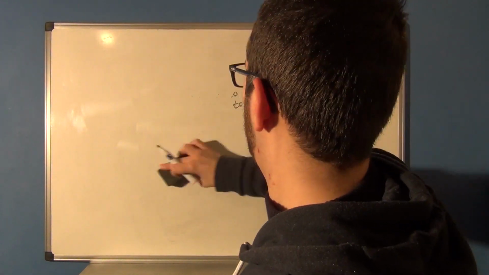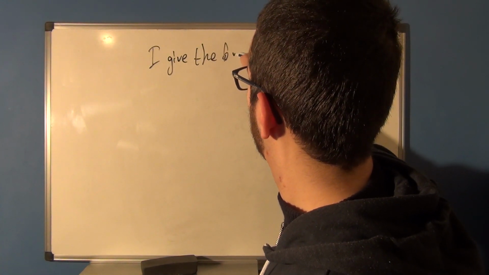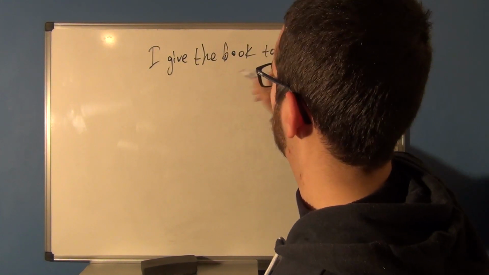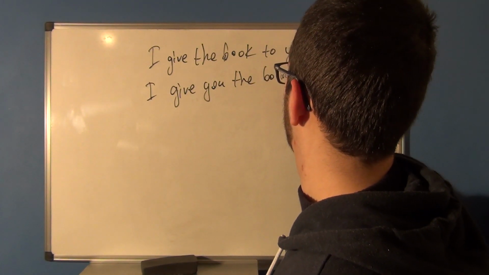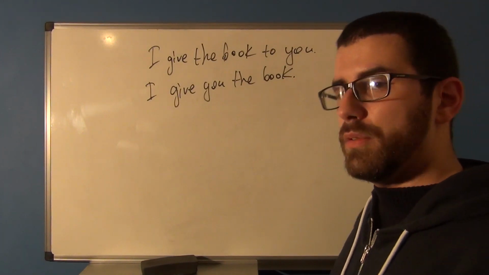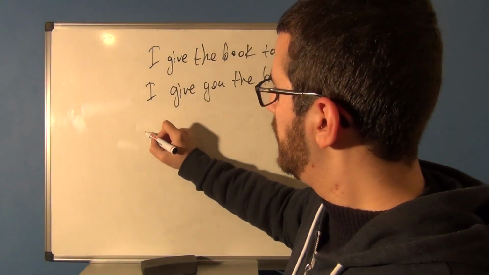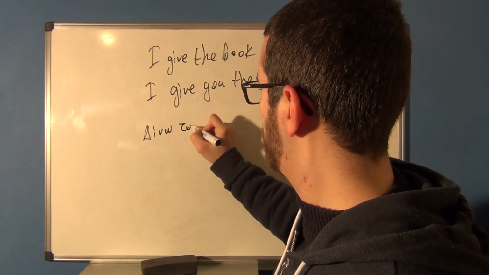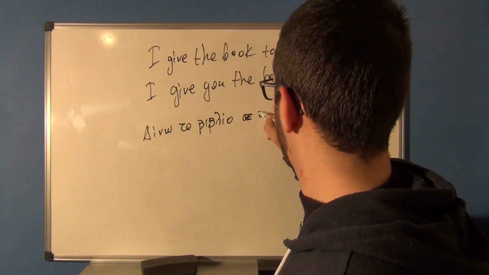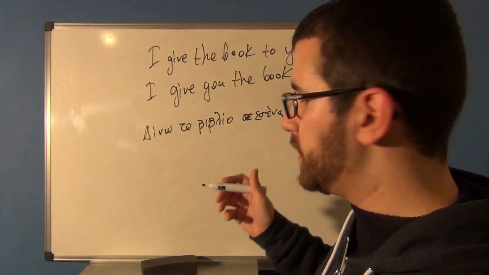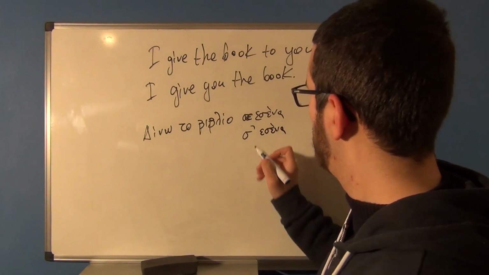Now, the way that you do that, in the same way that you do it in English, I give the book to you, and I give you the book. I don't know if there is a specific way of explaining it in English, but I'll try my best in explaining it in Greek. Δίνω το βιβλίο σε εσένα, which would normally be clipped down to σε σένα, because it's σε εσένα, so you just omit one epsilon and add an apostrophe right there.